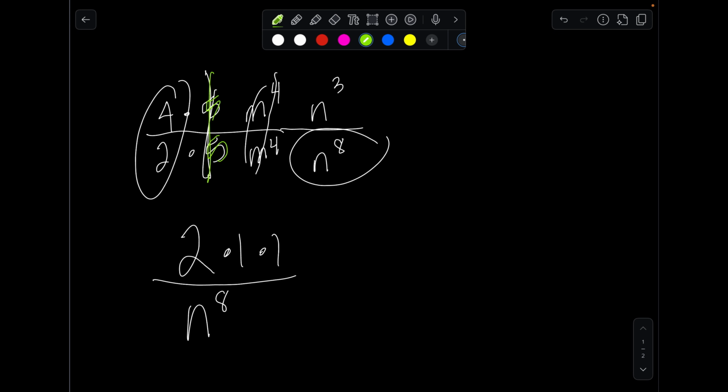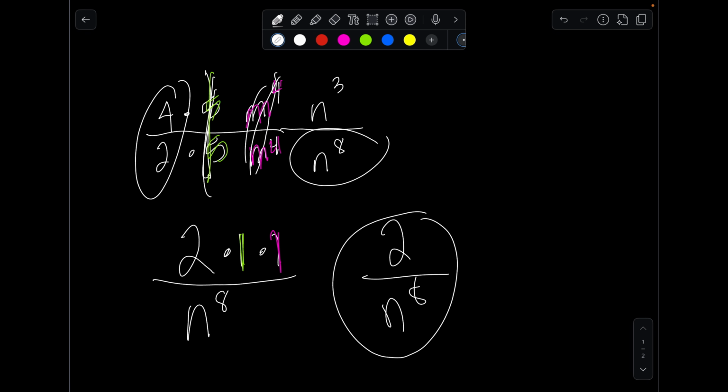This, when you cancel it out, left you with 1, right? And then this, when you canceled it out, also left you with 1. That's why you don't write it. You just cancel it out because it's a 1. So 2 times 1 times 1 is just obviously 2, right? That's why you don't just cancel it out.